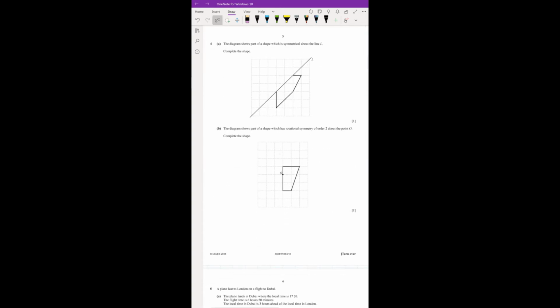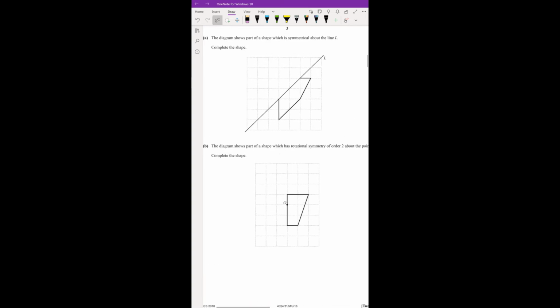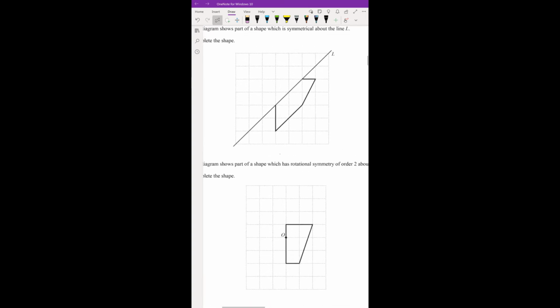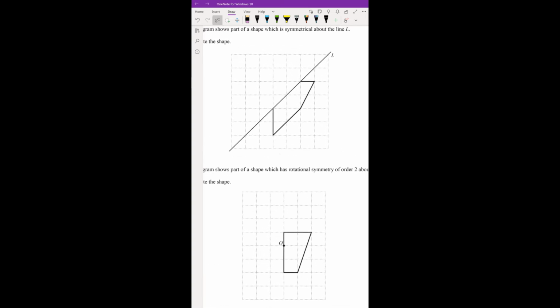The next question says, the diagram shows part of a shape which is symmetrical about the line L. So the line L is the line of symmetry for this shape, which is obviously incomplete here. What we have to do is complete the shape. So the shape should be completed in a way that the line L should remain the line of symmetry for this figure.